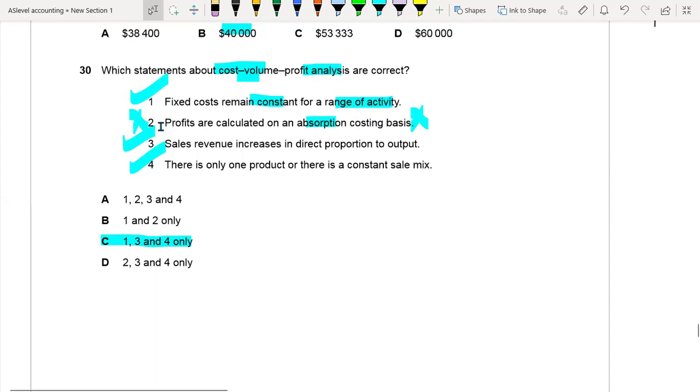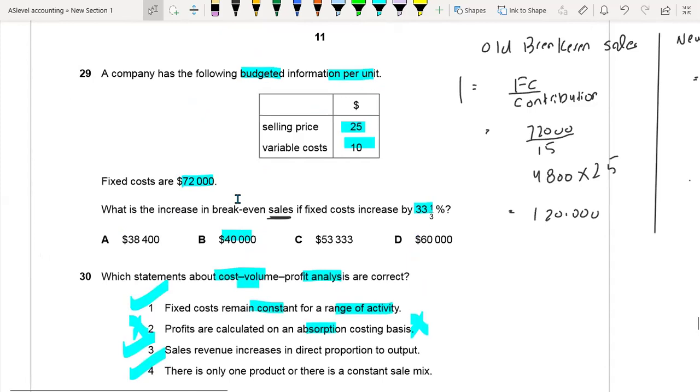Number two is profits are calculated on an absorption costing basis. So no, it's not like that. This is not calculated on the absorption costing basis. Sales revenue increases in direct proportion to output. And this is also right. And there is only one product or a constant sales mix. So yes, there is only one product in the CVP analysis. So it means that 1, 3, and 4 are right. So option C is right. So let's check out the other one.